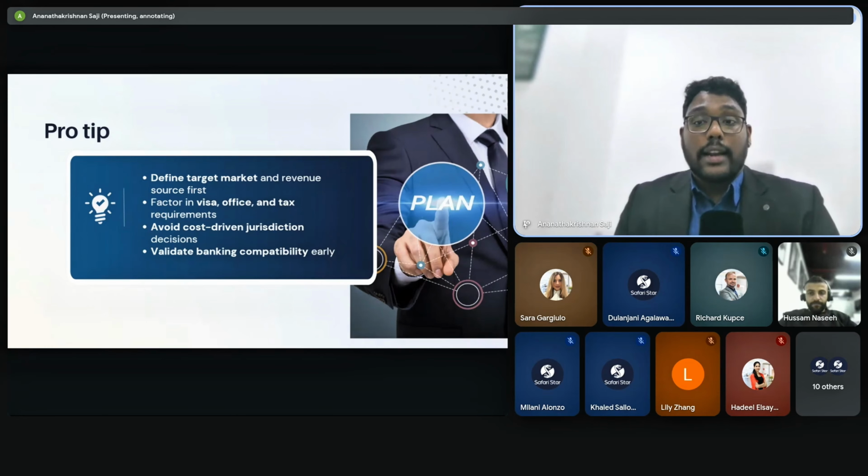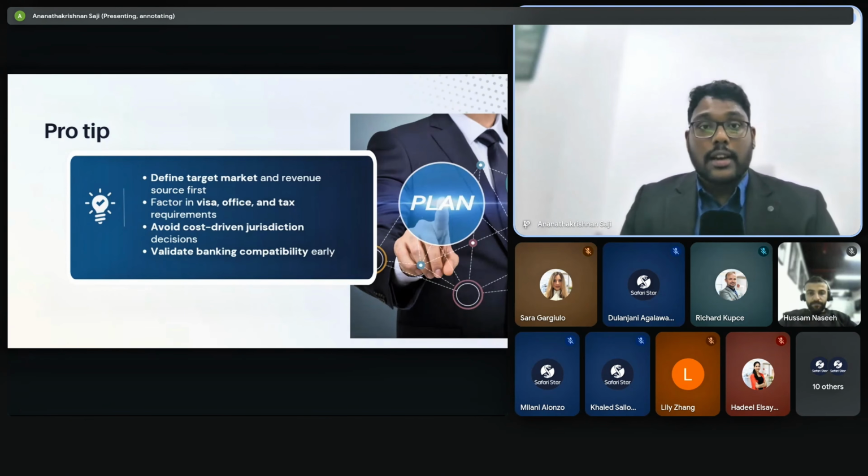And also validate banking compatibility early. So let's say not all free zones are recognized by all banks. It's not just a regulatory issue by the UAE. So let's say, for example, Ajman free zone. It has been there for more than 20 years now in the market. However, you cannot open a bank account in FAB, First Abu Dhabi Bank, because First Abu Dhabi Bank doesn't recognize Ajman free zone for doing business with them. So we have to understand these kinds of factors as well before we open the business license.